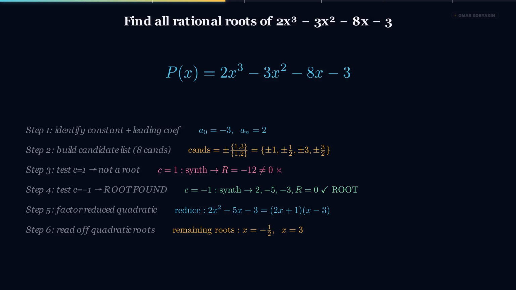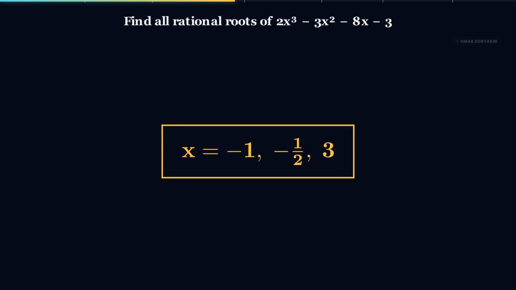The full factorization of p of x is the quantity x plus 1 times the quantity 2x plus 1 times the quantity x minus 3. The roots are -1, -1/2, and 3. All 3 are in the original candidate list, confirming the rational root theorem narrowed the search correctly. So the rational roots of P are -1, -1/2, and 3.